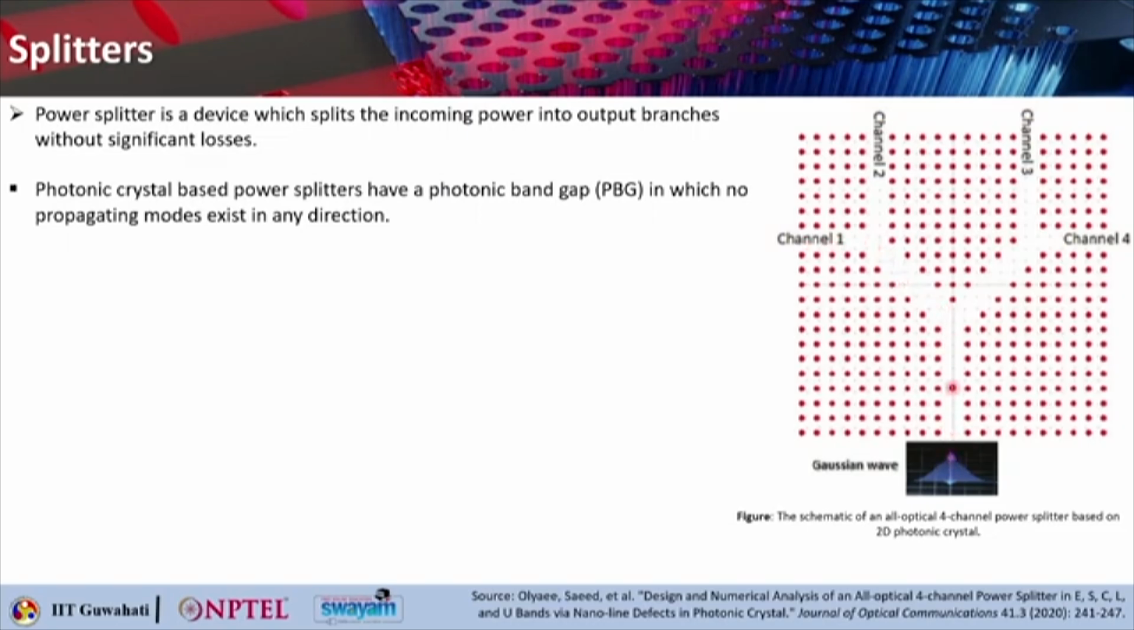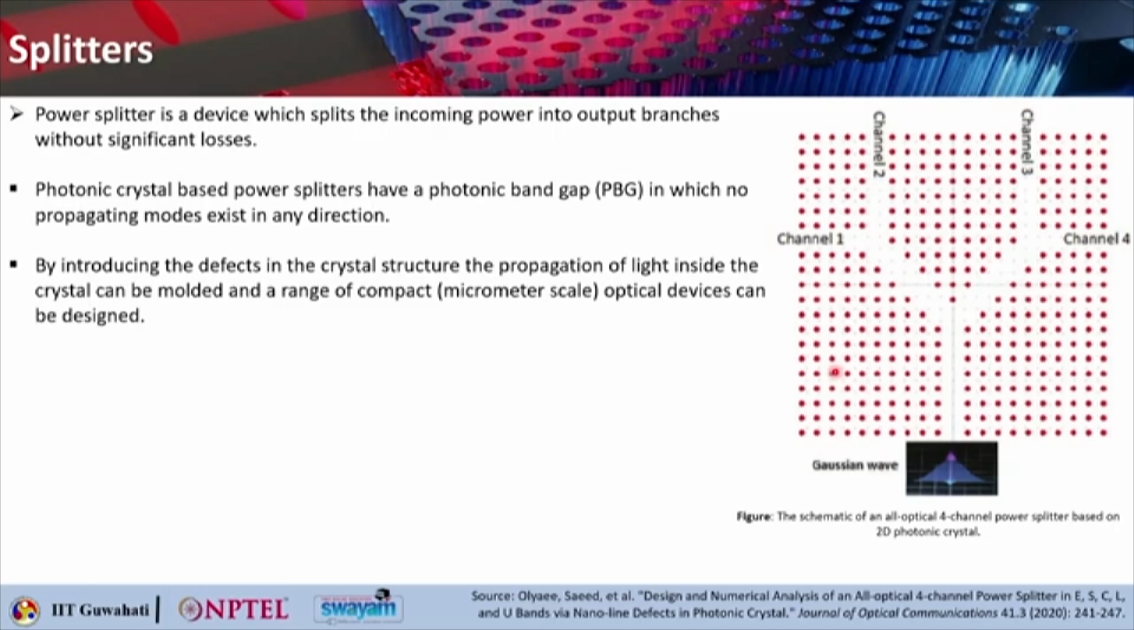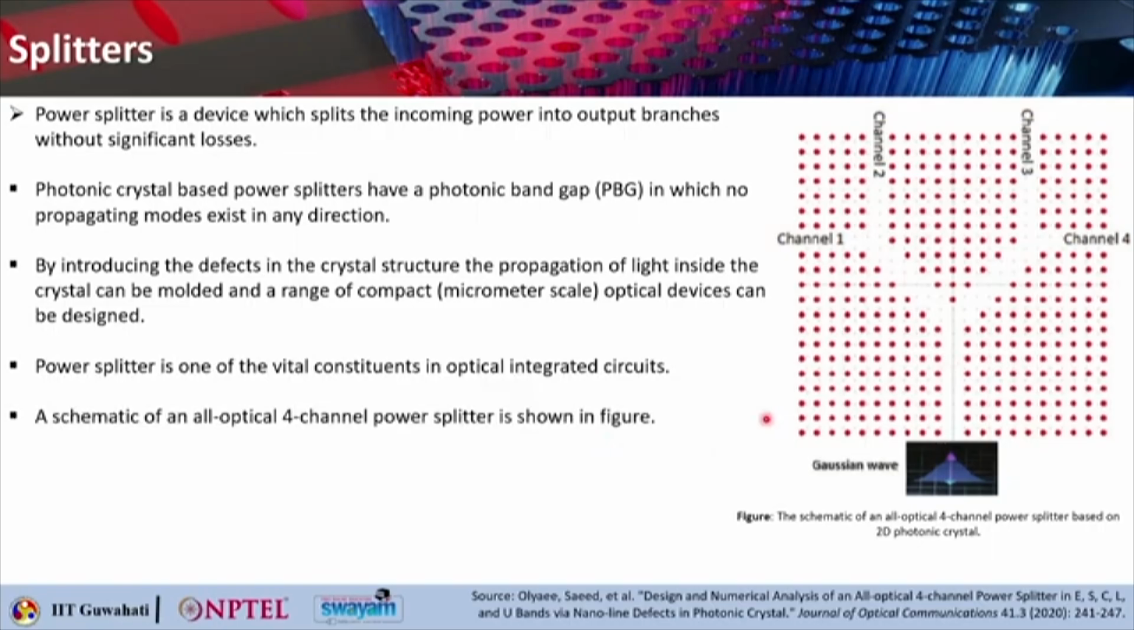So this is one incoming channel, and then you have channel 1, channel 2, channel 3 and channel 4. By introducing defects in the crystal structure, the propagation of light inside the crystal can be molded and a range of compact optical devices can be designed. A schematic of an all optical 4-channel power splitter is shown in this figure.